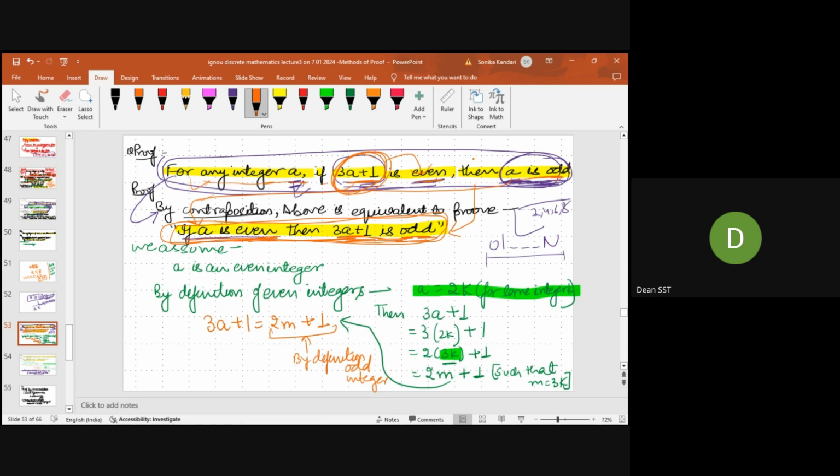We assume that a is an even integer, by the definition of even integers. Then 3a plus 1 is odd. An odd number means 2 multiplied by something plus 1. What is an odd number?